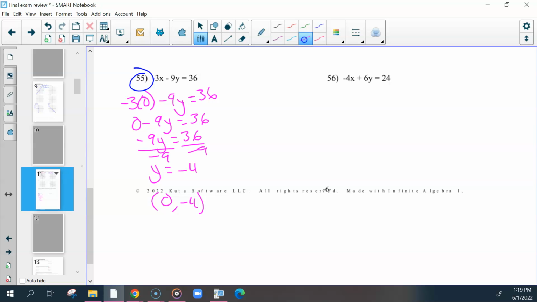Then when we go to find x, I'm going to skip some of the steps. If you know that you are putting 0 in for y, and that 0 times anything would become 0, so that term would disappear, you could really just write -3x equals 36, skip these first two steps, and solve for x here.